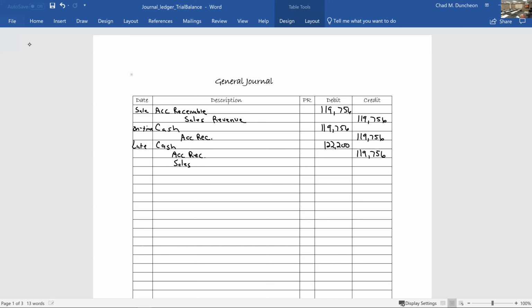And then the difference, in order to make our accounts balance, we're going to have to record the rest of the sales revenue, 2,444. Okay. And that's how you would make your 3 journal entries on the date of the sale, if they paid on time, and if they paid late.